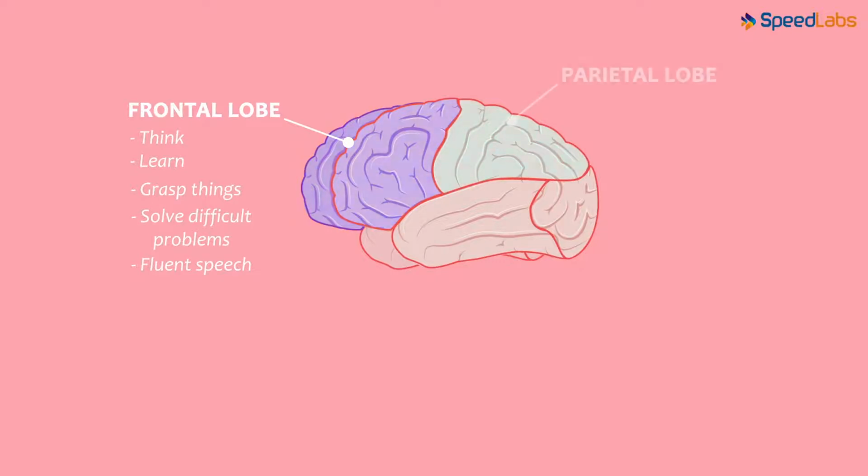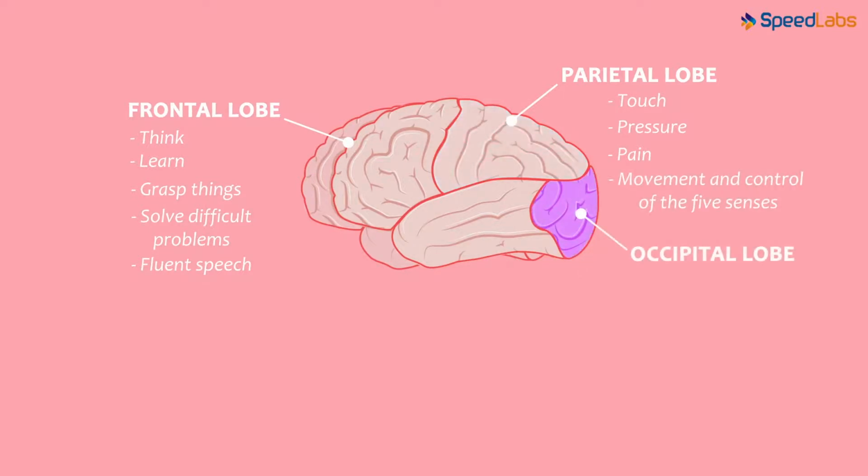Next, we come to the parietal lobe. It plays a very important role and has to be able to process sensory information within seconds. This lobe senses touch, pressure and pain, and it also helps in movement and control of the five senses.